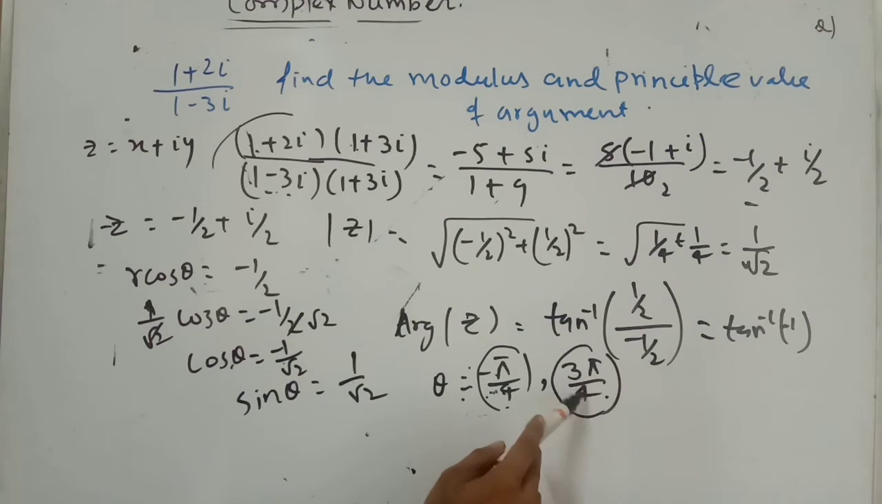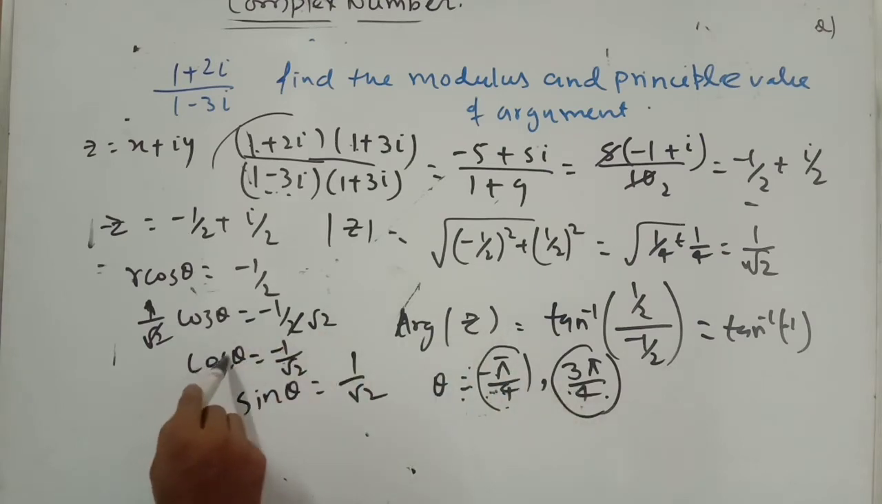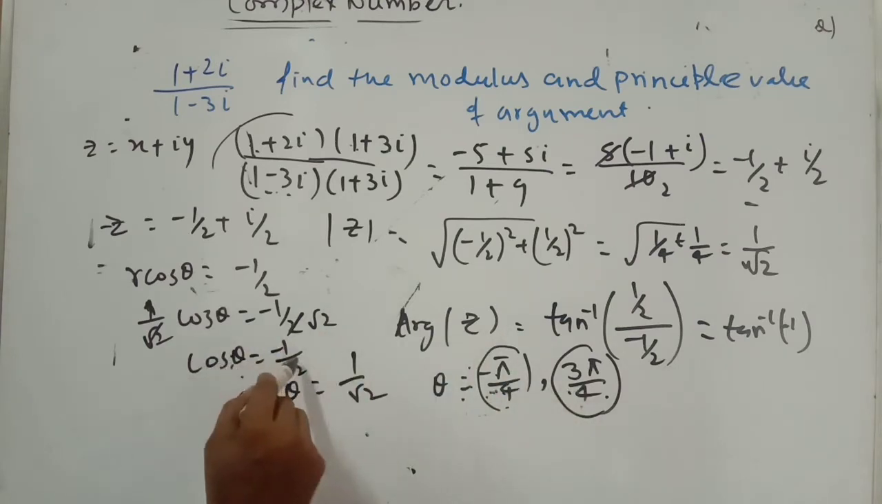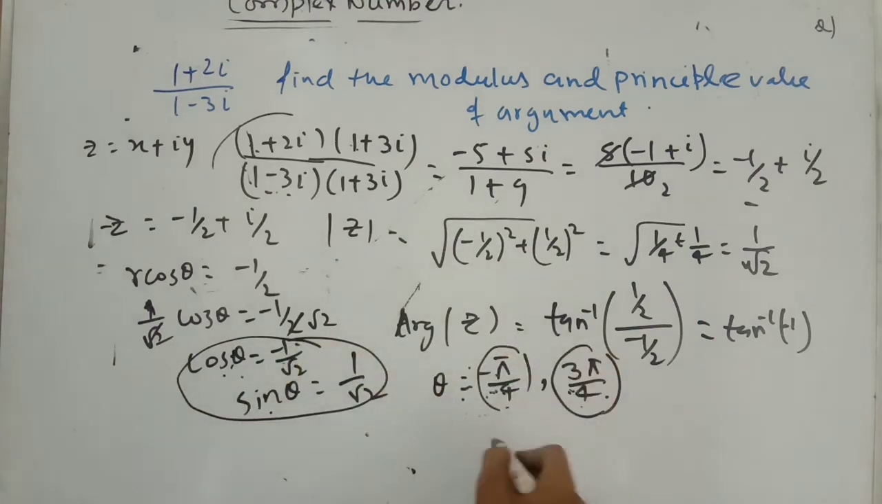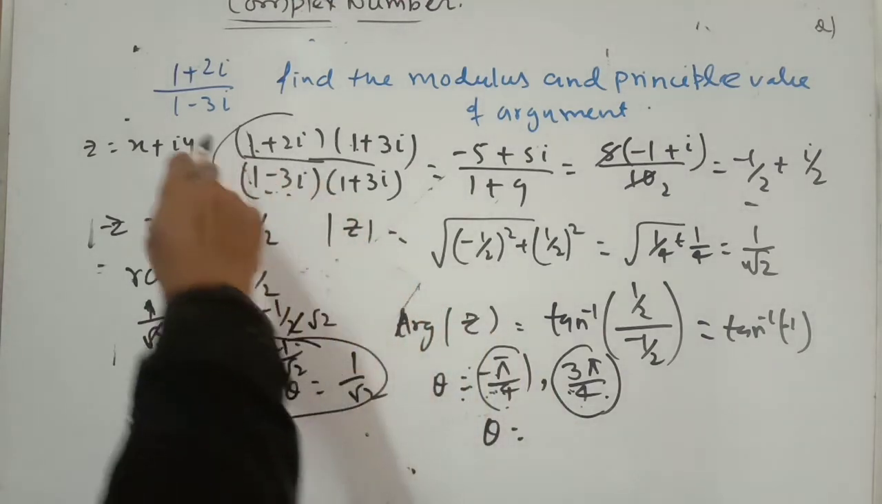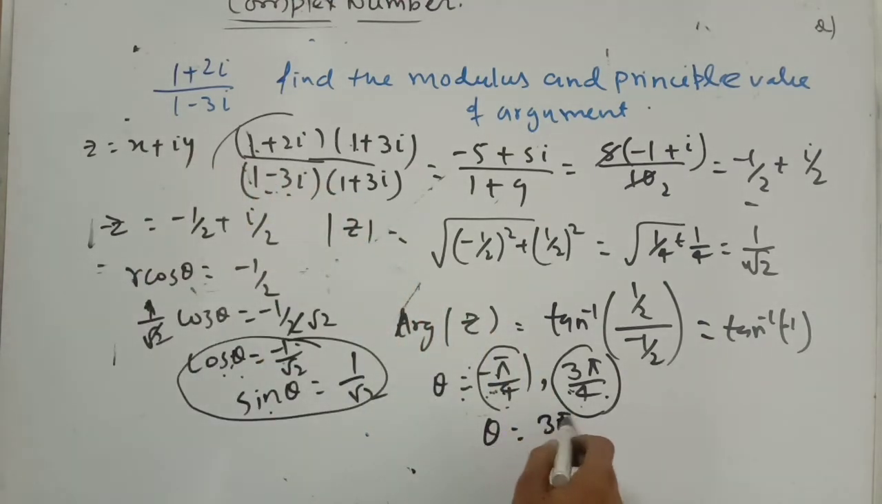Achha, when we consider 3 pi by 4, so when you write cos 3 pi by 4, it is in the second quadrant where cos theta is negative and sin theta is positive. So this value also satisfies. So the principal value of the argument of this complex number will become 3 pi by 4. Is it clear?